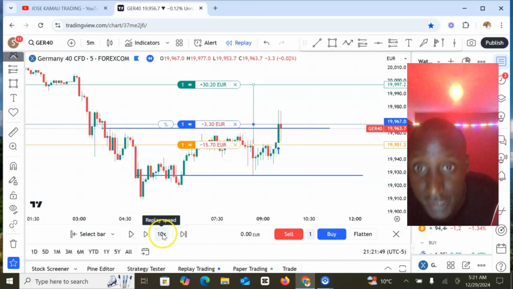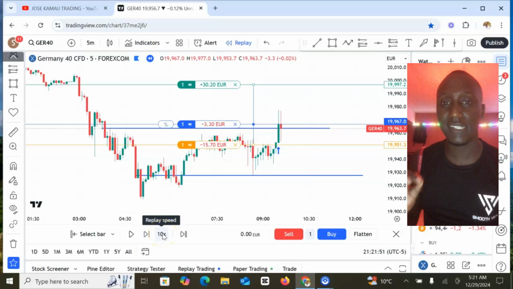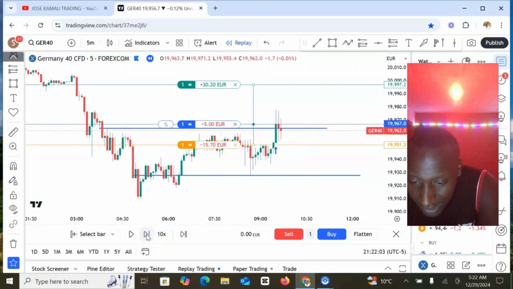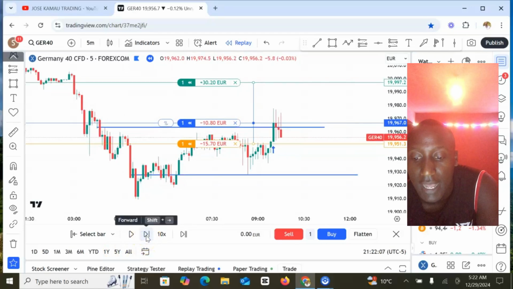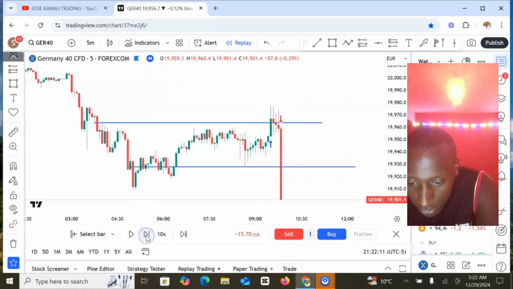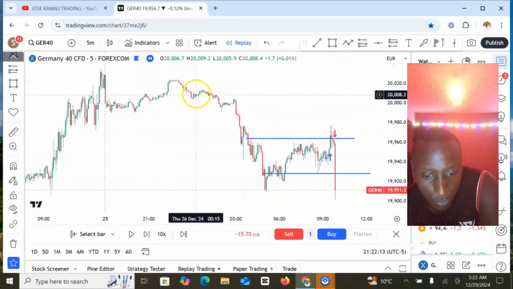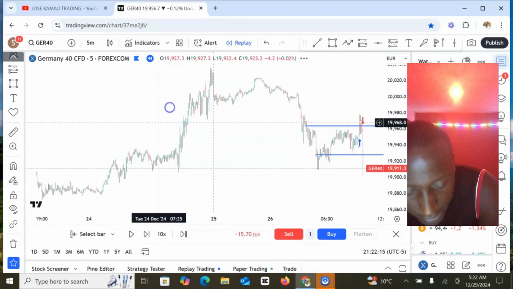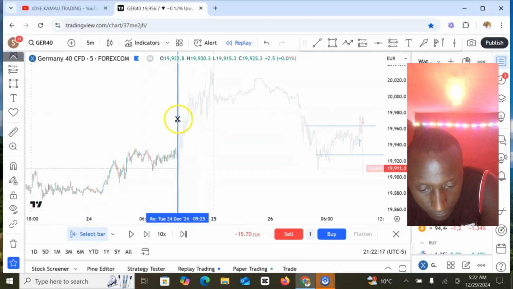Next candle is a bearish candle. So this is a red flag. All right, next candle is also a bearish candle. This is not looking good. And then next candle, also a bearish candle. This is not good. And then we get stopped out. No problem. Let's move on to the previous day.